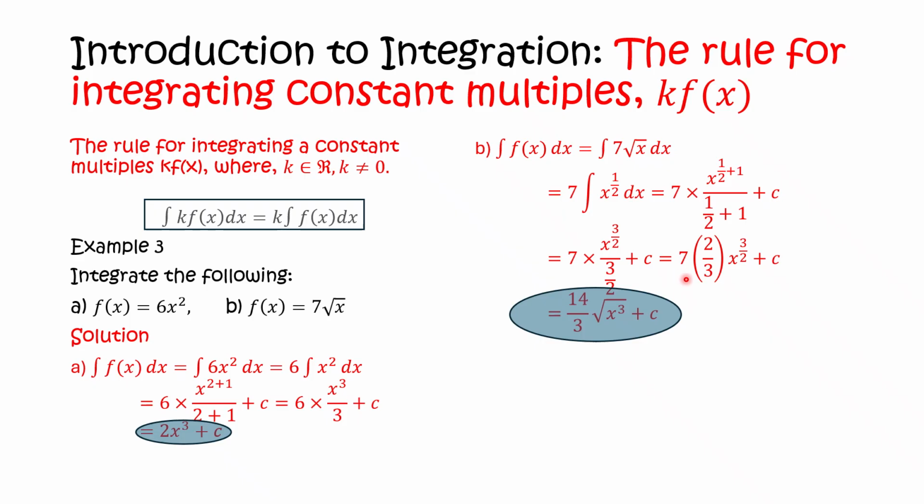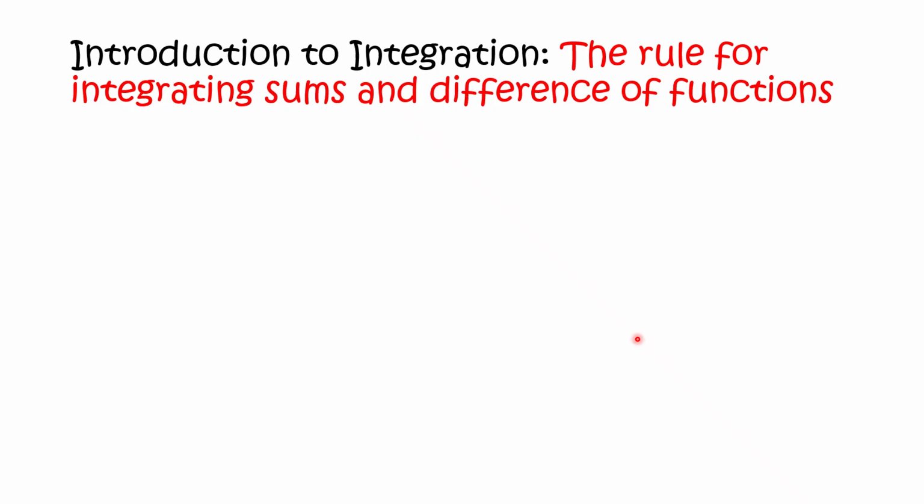Now simplifying that, inverting that, we would have 7 times 2 over 3 times x to the power 3 over 2 plus c. Simplifying that, we would get 14 over 3 times the square root of x cubed plus c. That's an amazing question and example.